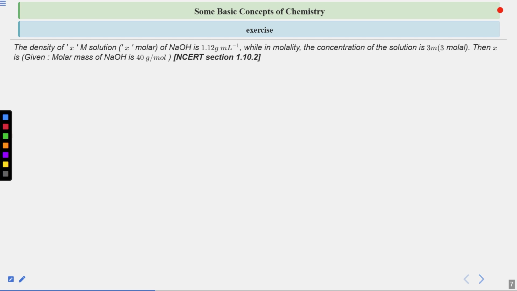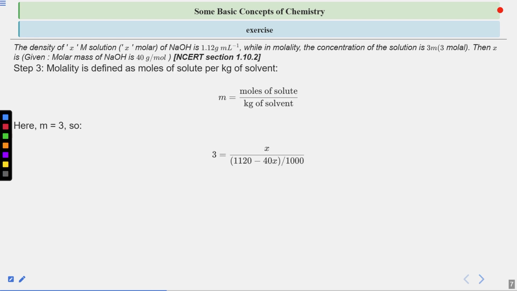Next thing, what can we do? We can take the formula for molality. Molality is very simple: moles of the solute. We have already seen that x was the moles of solute, and 1120 minus 40x is the mass of the solvent. But we are converting this into kg by dividing by 1000. And this whole thing will be equal to molality, which is 3.